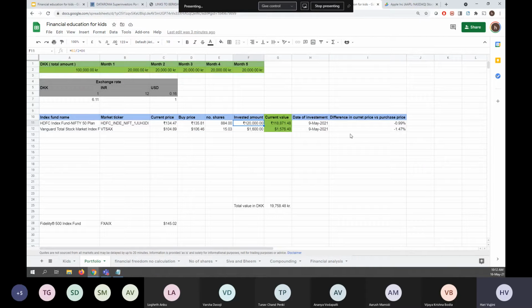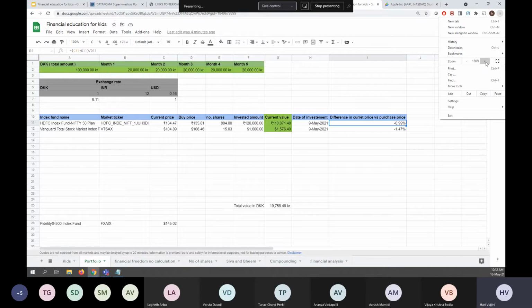And as you can see, during last week, we actually lost money. So if you see, HDFC index fund lost by minus 0.99%. You can see it here, right? So let me zoom out.